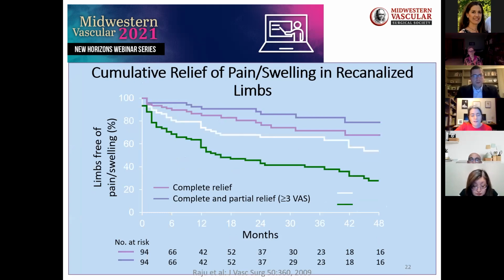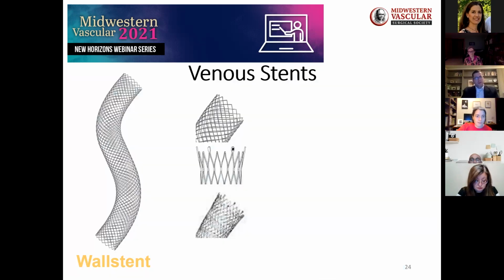This then shows that the cumulative marked relief of pain is represented by the purple lines, as well as swelling, which are represented by the green and white lines, at 3 years was 79% and 66% respectively, stating that the quality of life metrics were significantly improved with recanalization of these occluded iliac and cable lesions.